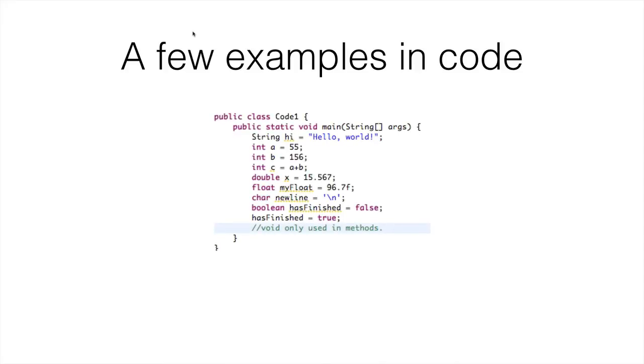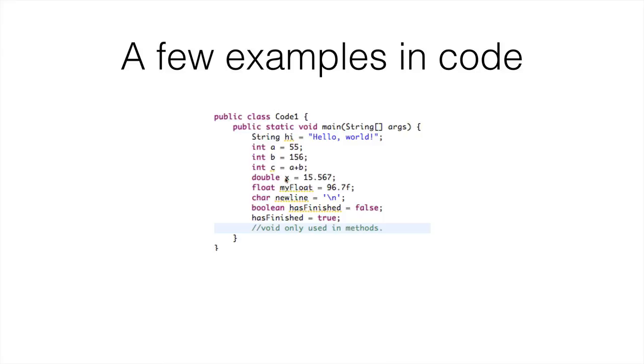So the obvious example here is we have void in our method. We have a string that we call hi, and it equals the words hello world with a comma and an exclamation mark, and we have a semicolon at the end. We have int a, which is an integer, is 55. Integer b is 156. C is a plus b. So we can do this. We can define two variables and just say another variable is the addition of those two. Or we could do a plus 55 or something like that.